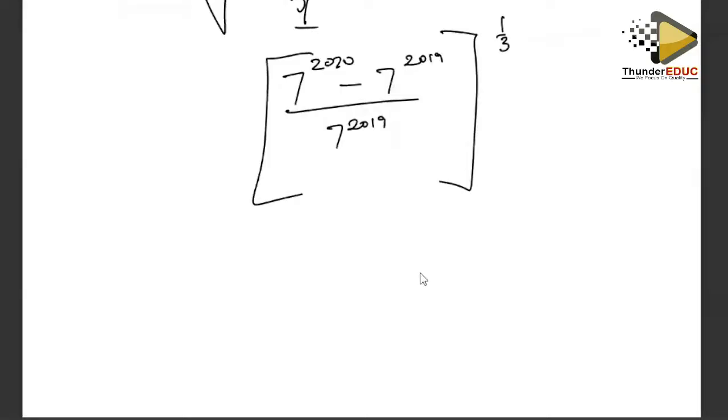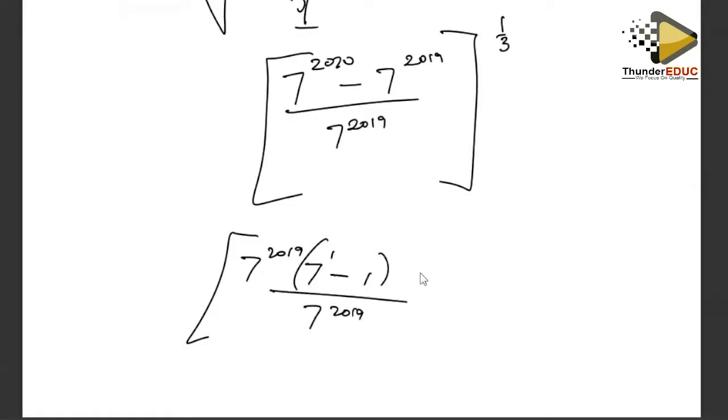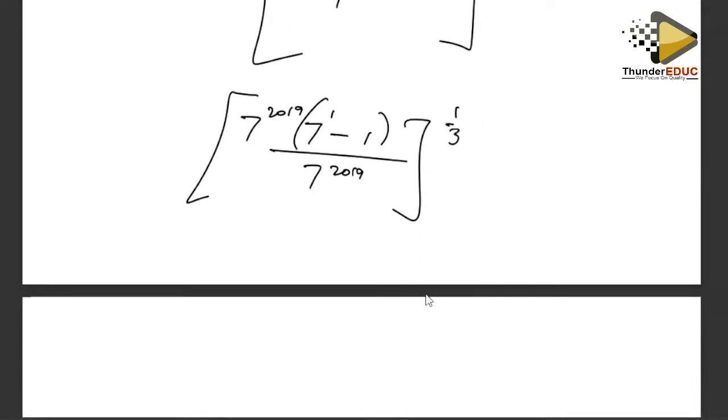Then factorize out what is common. So 7 to the 2019 is common. Meaning that I'll have 7 just to the exponent of 1, because I know that 1 plus 2019 gives us 2020. Then minus 1, over 7 to the 2019. Everything is to the exponent of one third.